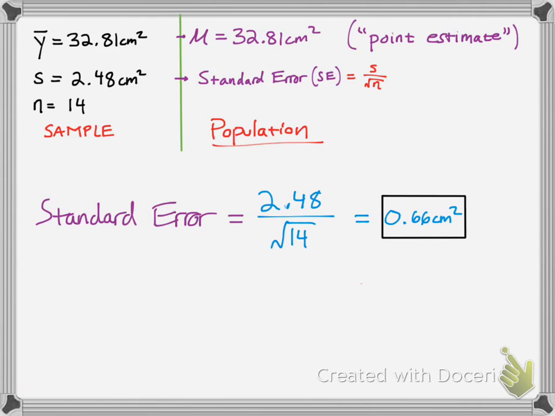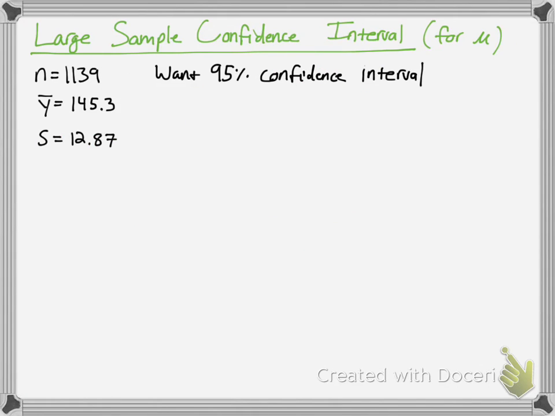Now we're going to go into an example of what we mean by this confidence interval. Say we have a very large sample; for the sake of argument, let's say our sample size is 1,139, and we'll consider that large. The sample mean is 145.3, and the standard deviation of that sample is 12.87. We want the confidence interval at 95%. So we're trying to say, does our mean fall within a range where we have a 95% chance of getting it right?